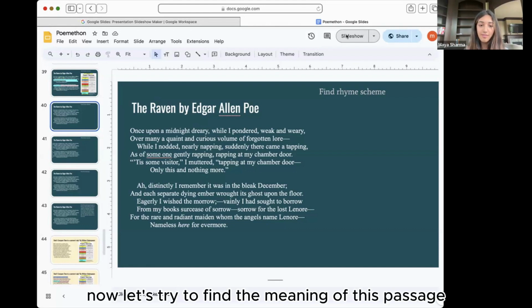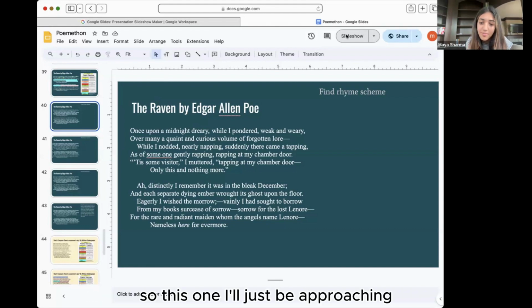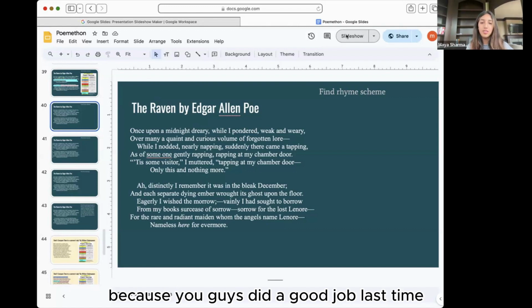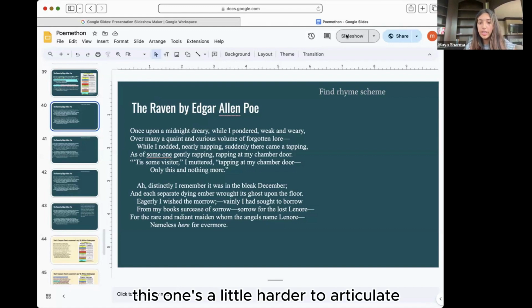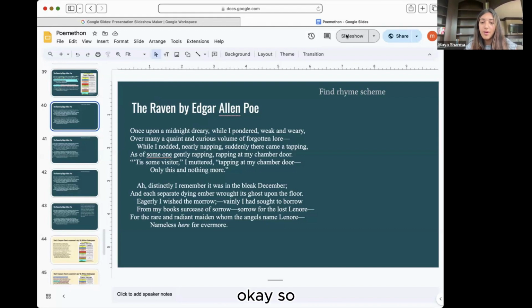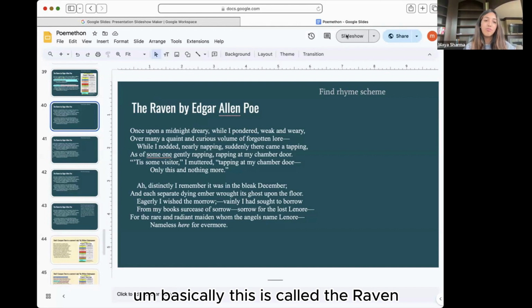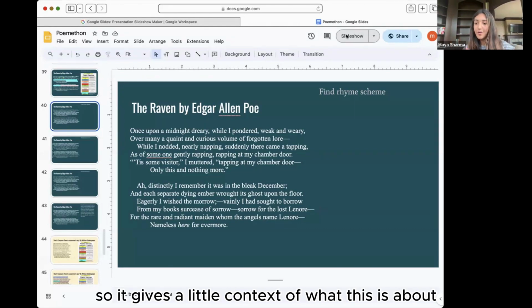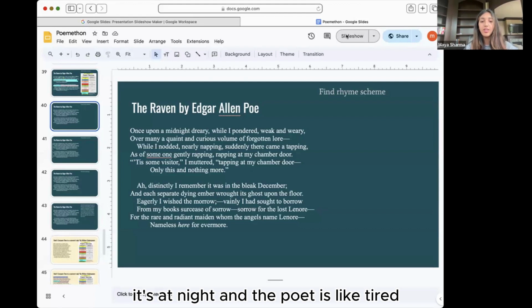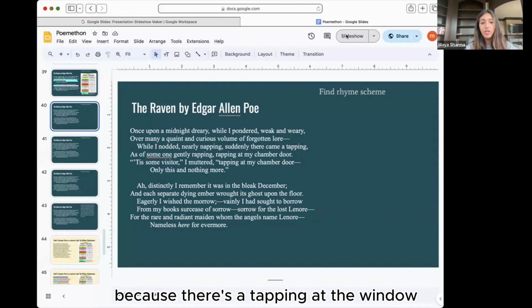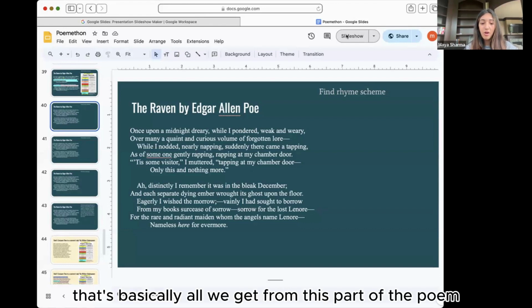Now let's try to find the meaning of this passage. So this one, I'll just be approaching because you guys did a good job last time, but I just think this one's a little harder to articulate, so I will help. Okay, so basically this is called The Raven, so it gives a little context of what this is about. It's probably about a bird, and it really sets up the setting of it's at night, and the poet is tired, but he can't go to sleep because there's a tapping at the window. So yeah, that's basically all we get from this part of the poem.